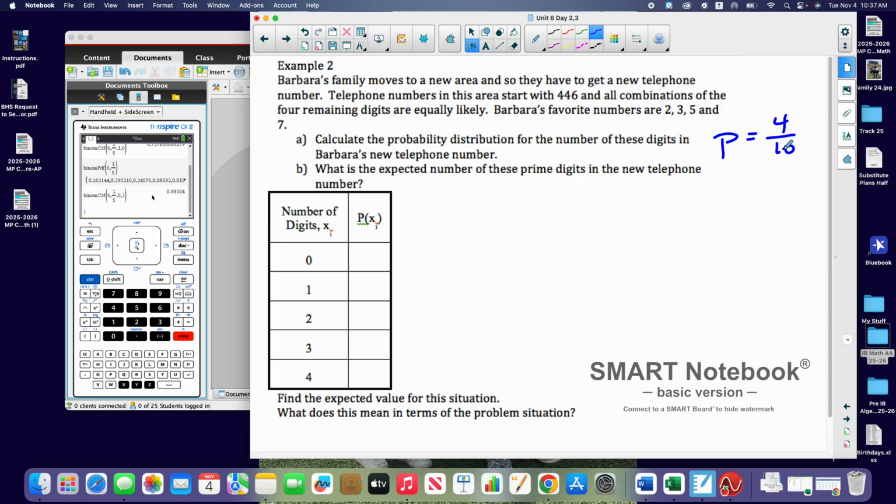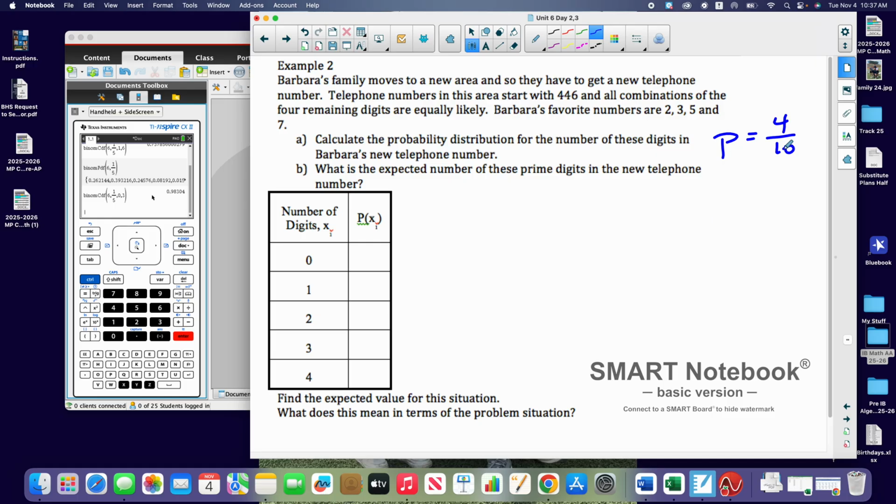There's 10 digits. Now, 4 out of 10, there's 4 that I like. 4 out of 10 is the probability of success. Now, if I pick a number, and a lot of times it's generated at random, what's the probability that I get none of my numbers, 1 of my numbers, 2 of my numbers, 3, and 4?